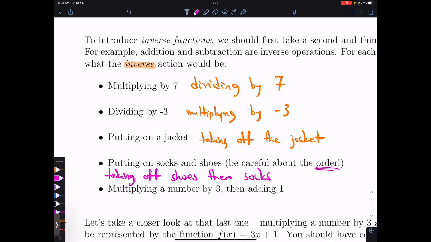What about multiplying a number by 3 and then adding 1? What has to happen to undo that? Subtract 1, then divide by 3.